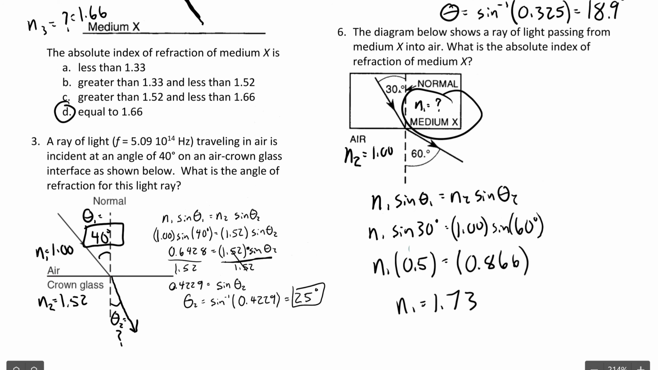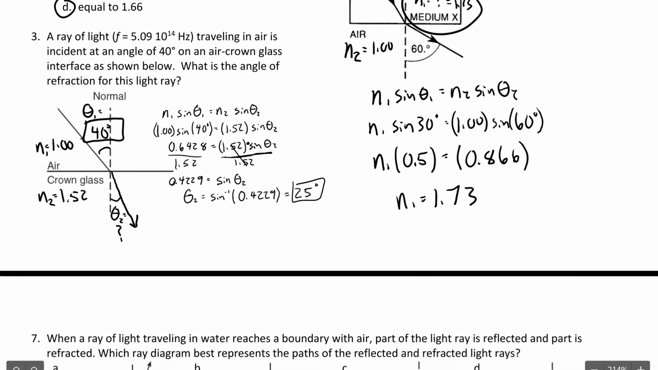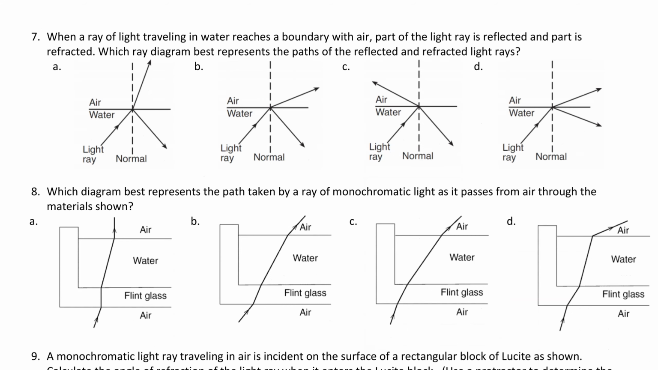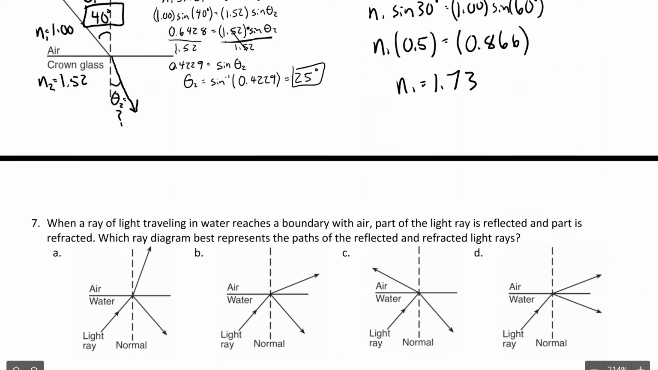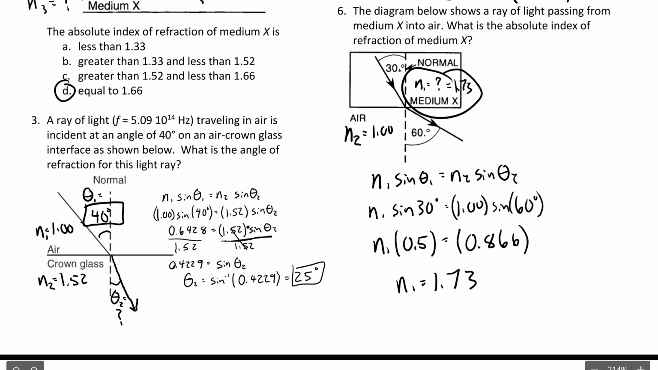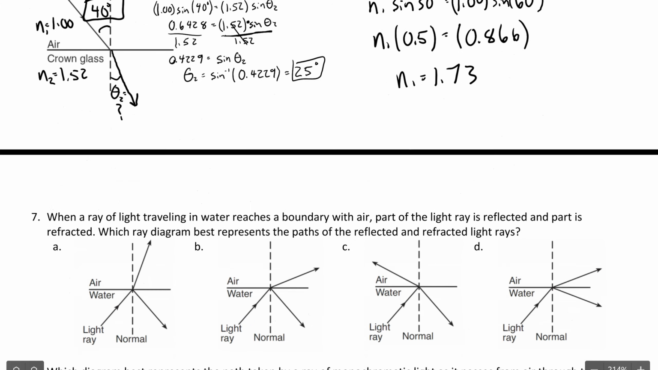And you see how it bends away from the normal? It's higher, 1.73, and then it bends away from the normal because it speeds up and enters a less optically dense medium. Number 7, when a ray of light traveling in water reaches a boundary with air, which is kind of the same situation that we were just in. So water to air, higher index to lower index, it should bend away from the normal.